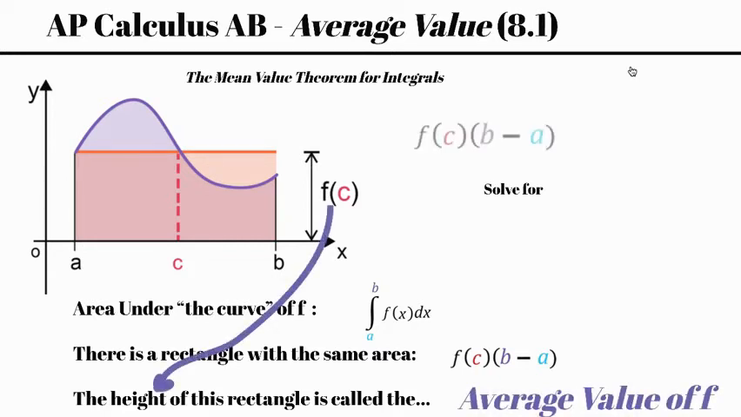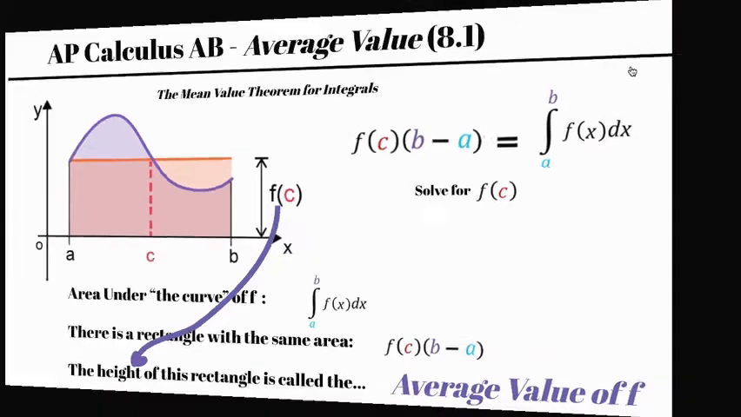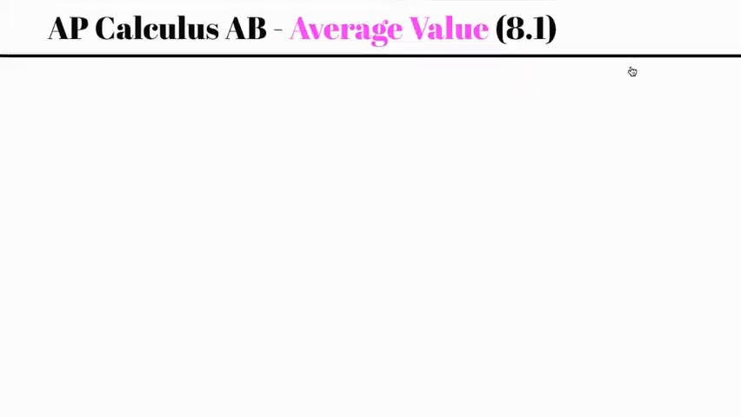So really, when we think about this, for the rectangle, we would have its height, f of c, times the length of its base, which would be b minus a, or the width of the interval. That has to equal the exact area under the curve. So when we solve for f of c, the height of the rectangle, we end up arriving at our formula for how we get the average value.